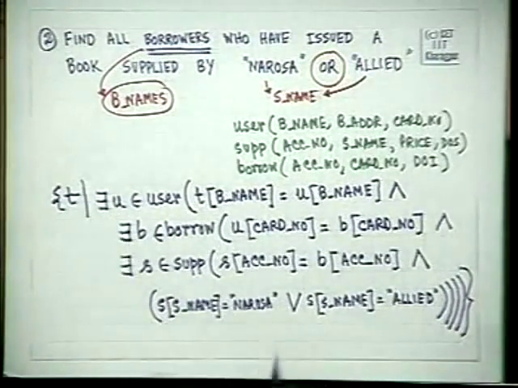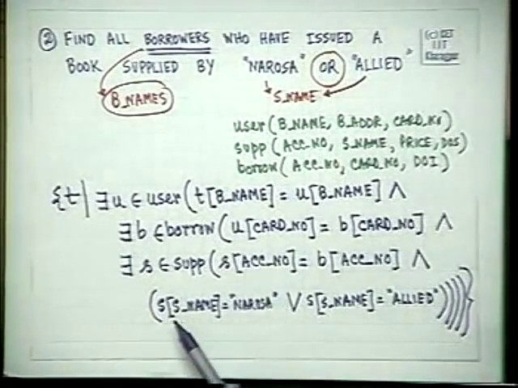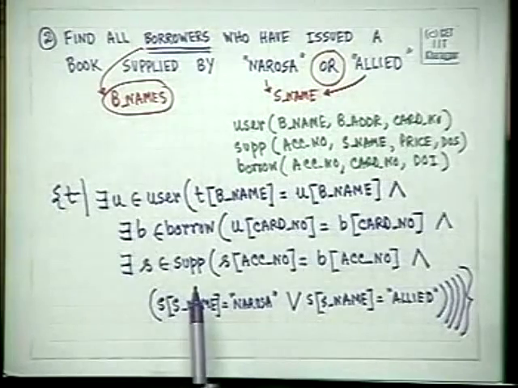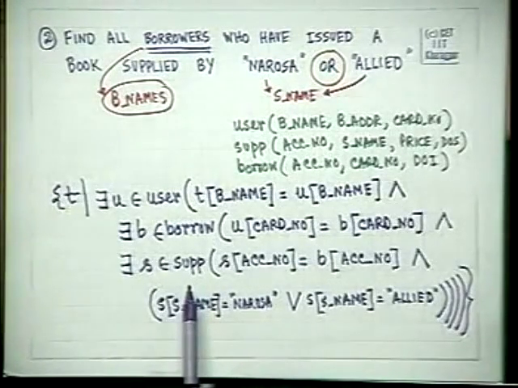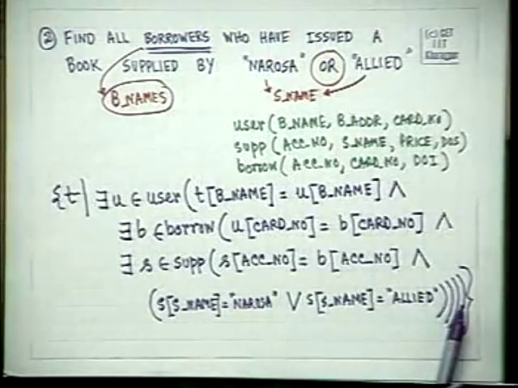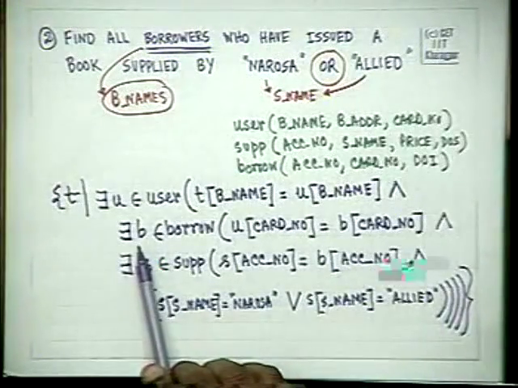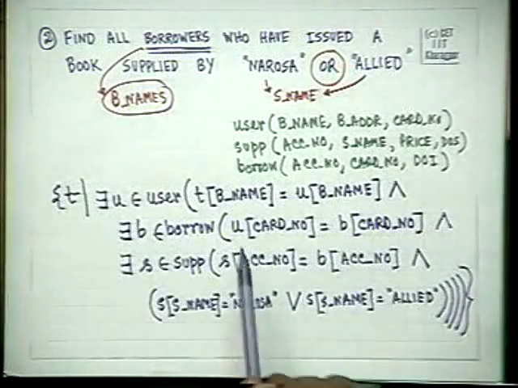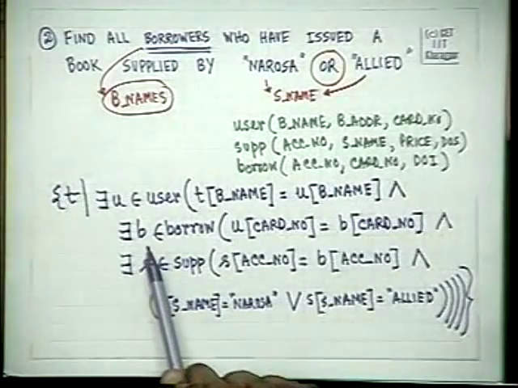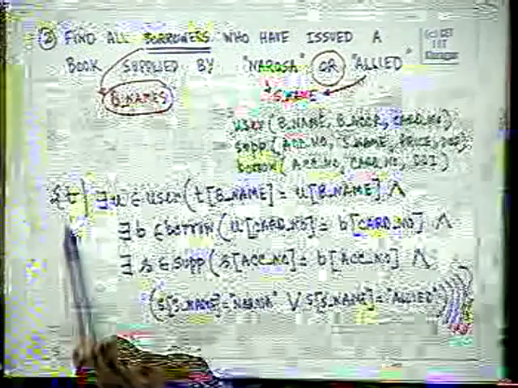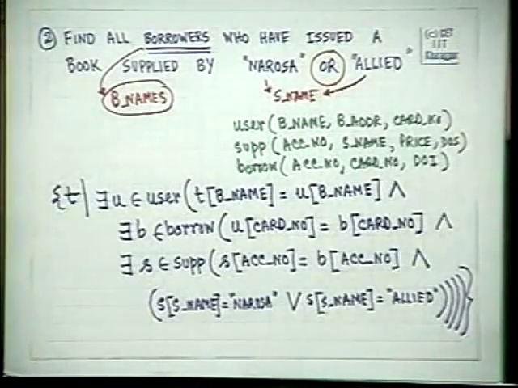So now we have got the required query, and as explained earlier, we could have written them out in any order, it would still be okay. It is not that it will be okay in all cases, but in this particular case it will be okay. We could have found out whether there exists a supplier who has got supplier name Narosa or supplier name allied, for which there must exist something in borrow such that the accession number of borrow will be equal to accession number of this supplier, and there must exist a user whose card number will be same as the card number in the borrow relation, and the name of the user must be same as the name of the person mentioned in the required answer relation. So I hope that this way we will be able to get the required query.